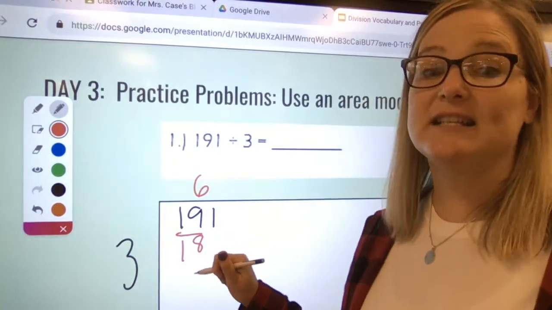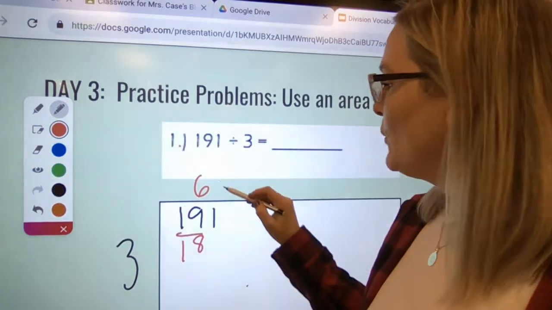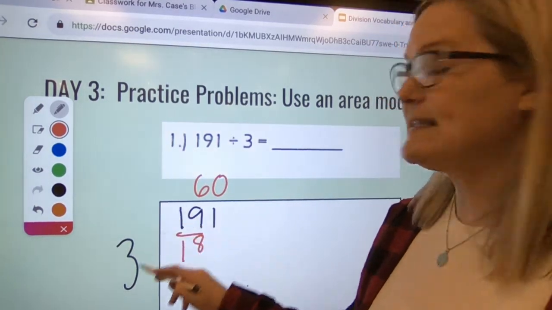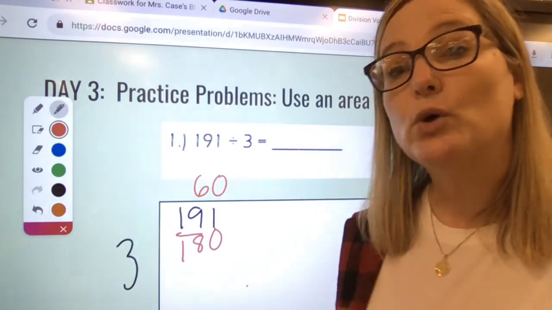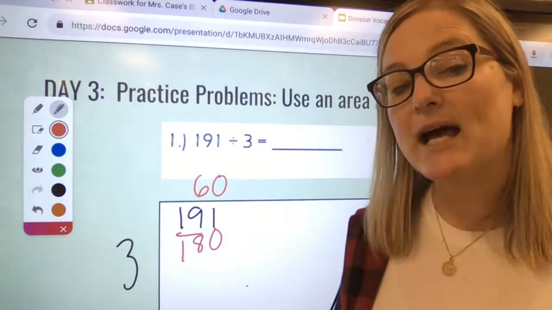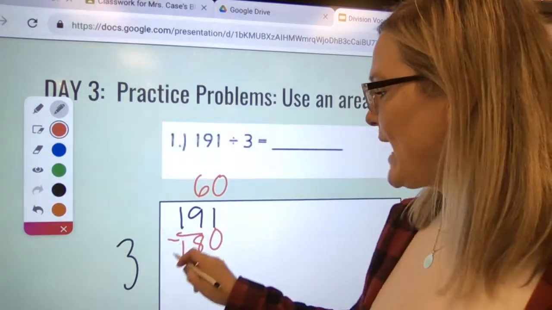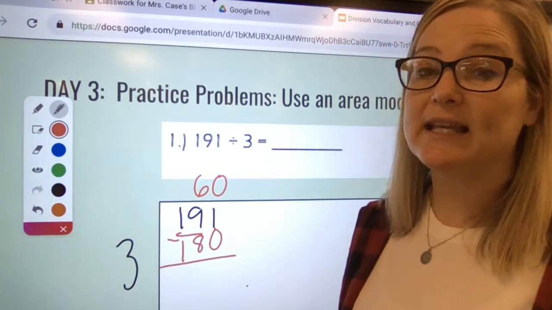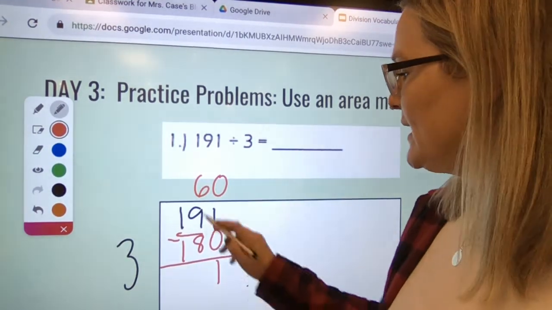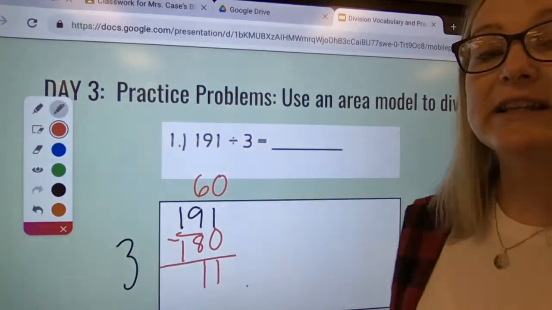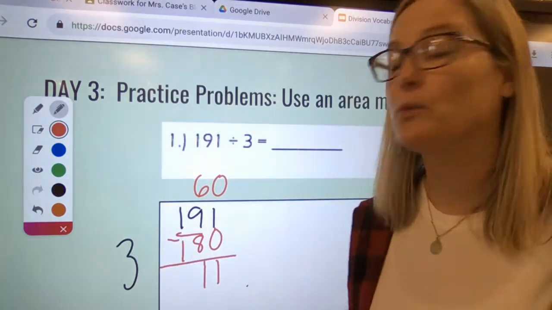But it's not just 19, it's 191. So remember when we multiply by tens, we know that if I put a 0 right there, 60 times 3 is 180. So I'm going to pull out 3s 60 times from 191, and it's going to give me 180. Well, now I have to subtract to see how much I have left because 180 is less than 191, so I still have some numbers left. So 1 minus 0 is 1, and 9 minus 8 is 1. So I have 11 items left, and I still have to divide those 11 by 3.